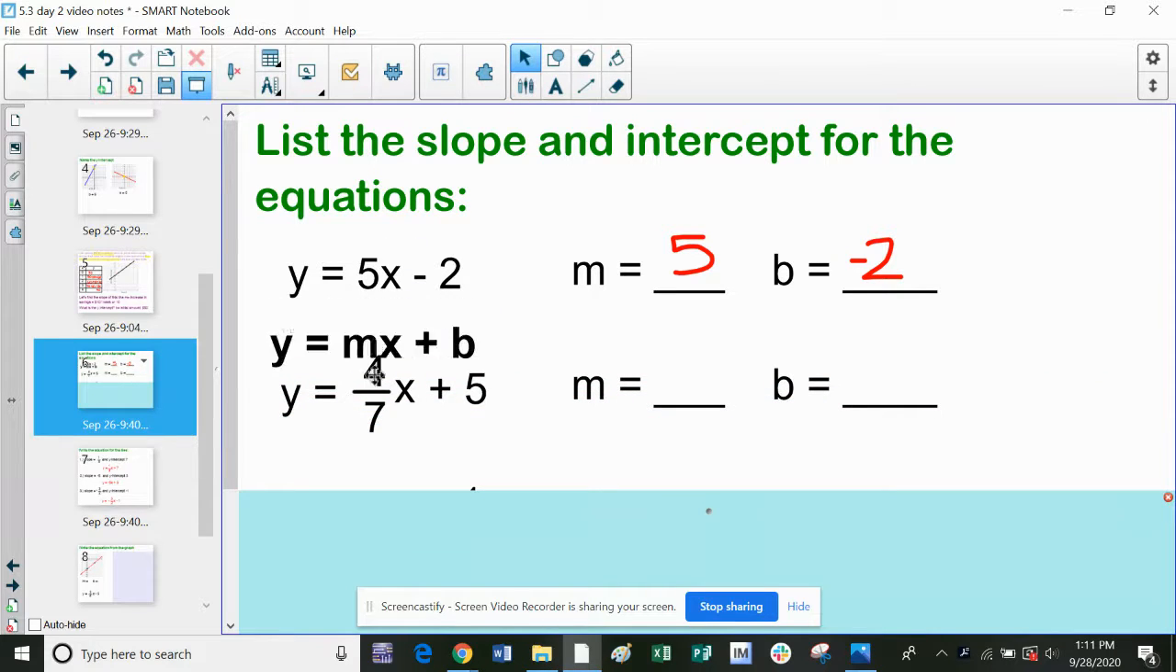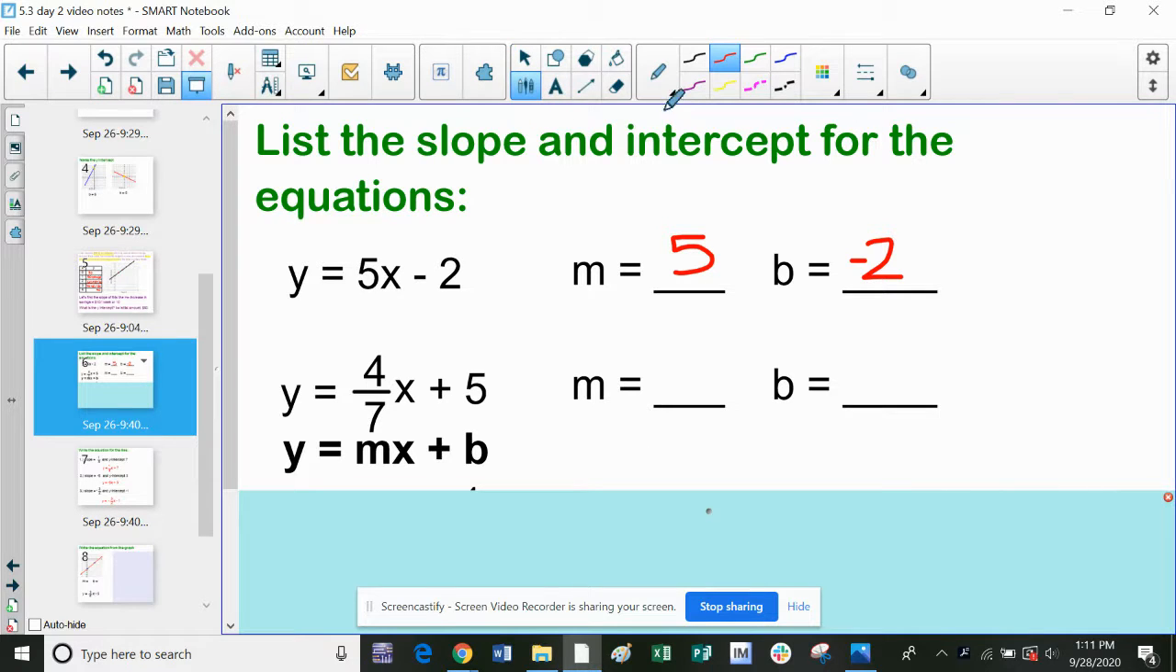I'm going to grab my equation and put it right underneath this one. Now here's something strange. I have a fraction where the m is supposed to be. That's okay. Remember, slope is rise over run. So that fraction right there tells me that my line goes up 4 units and then right 7 units. So it is perfectly acceptable to have a fraction for a slope. In fact, it often happens. So for our slope, we would say it's simply 4/7. And our y-intercept, where it crosses the y-axis, is at +5.